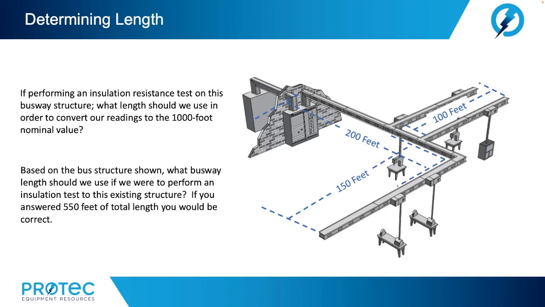So again, based on the bus structure shown, what busway length would we use if we were to perform the insulation resistance test? Now, if you answered 550 feet of total length, you would be correct. So 200 foot plus the 150 foot would bring us to 350 foot, plus the two 100 foot sections, so that would be 450, and then finally 550 feet total combined length, as we see here.